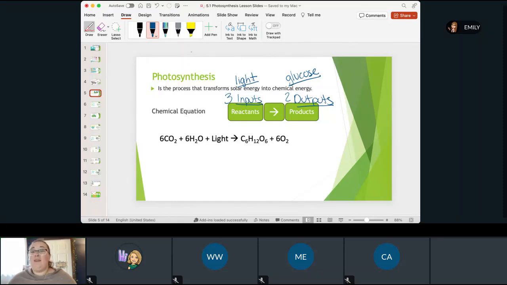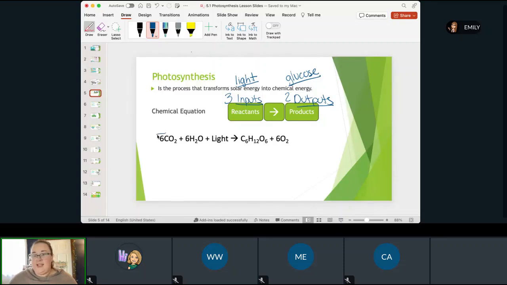Yes, the arrow could be labeled as reaction. Okay, that's just showing that the reaction is taking place. So yes, that one could be good. Yep.